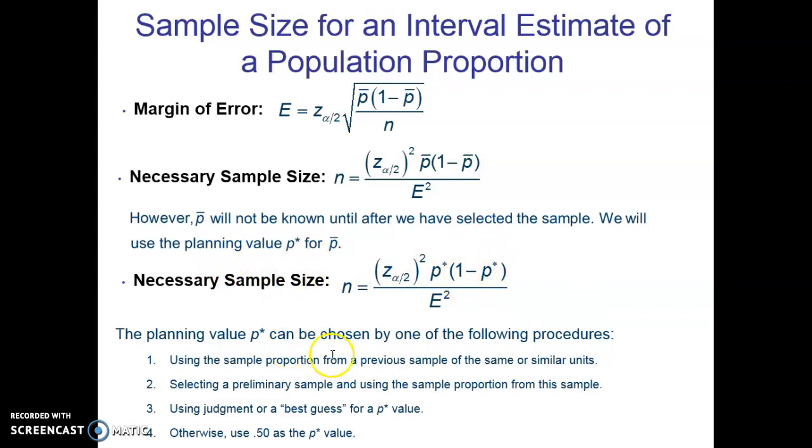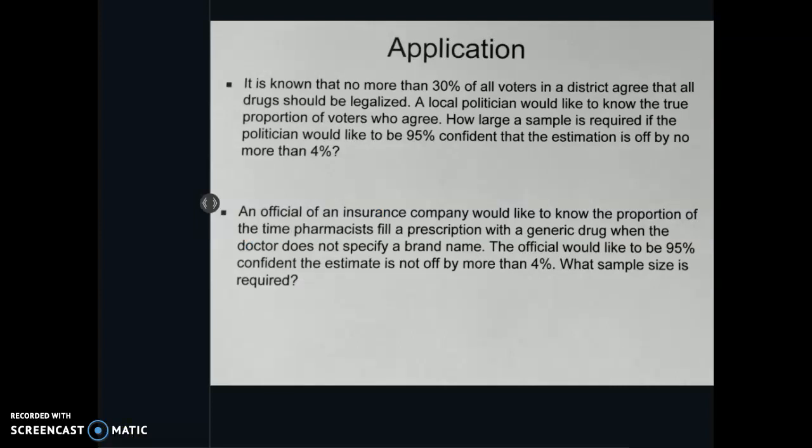And the P star can be chosen by one of the following procedures. One, use the sample proportion from a previous sample of the same or similar units. Two, you could select a preliminary sample and use the sample proportion from this sample. Three, you could use judgment or best guess. What do you think it's going to be? Otherwise, use 0.5 as the p-value. All right, now let's go ahead and practice this.